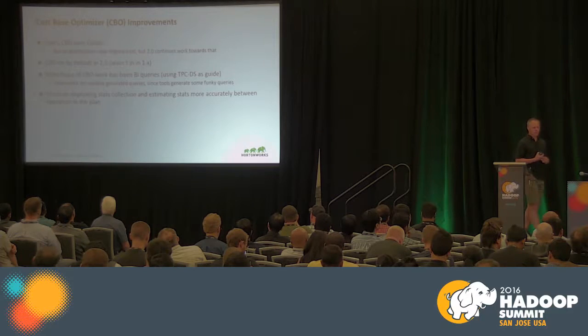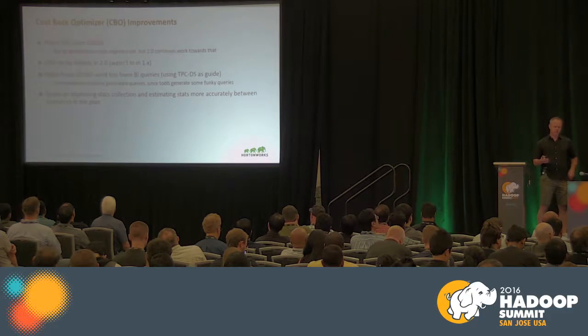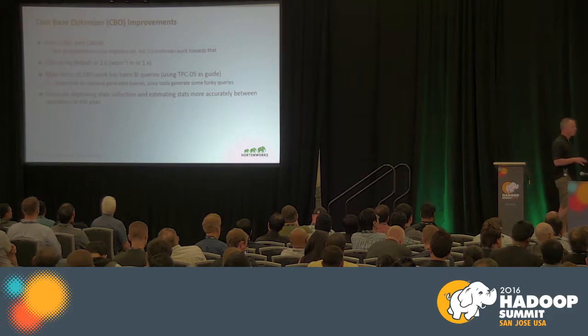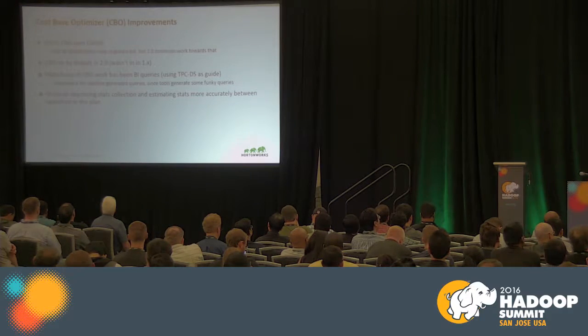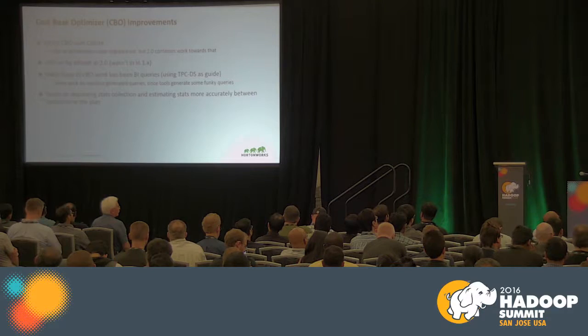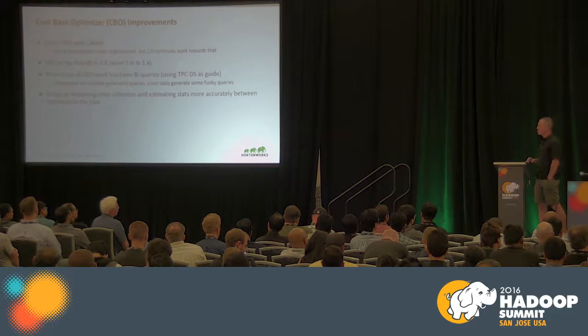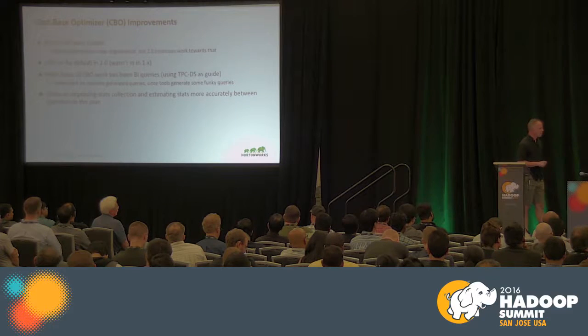In 2.0, we have continued to do a lot of work in the CBO, and we've gotten it to the point where we believe it is almost always giving better query plans than with it off. And so we turn that on by default now. In the 1.x line, it was still pretty new. Sometimes it gave better answers, sometimes not. So we've gotten it hardened to the point where it's giving good answers most of the time now.